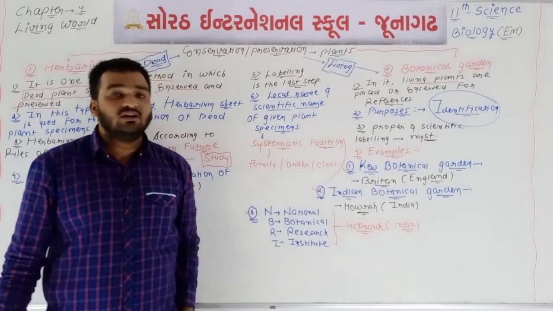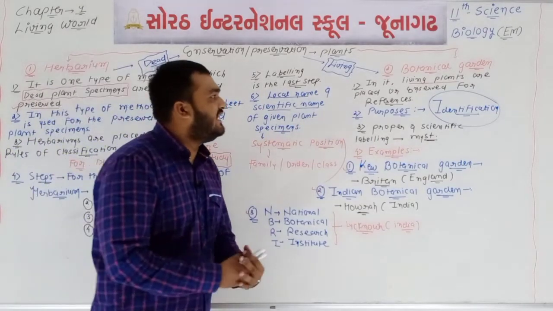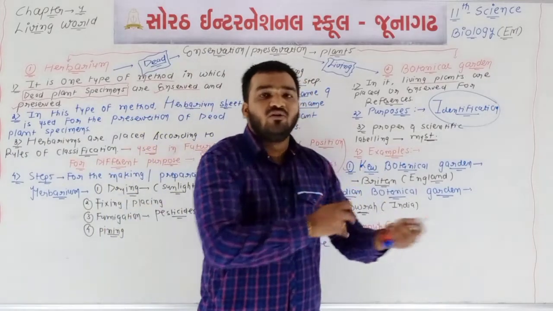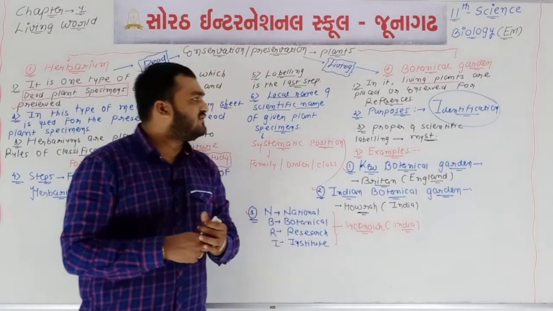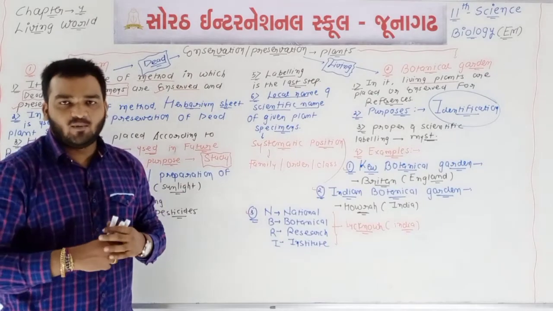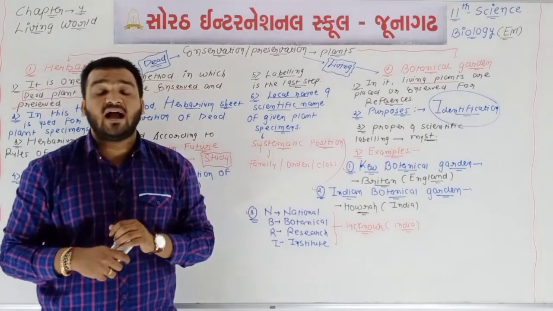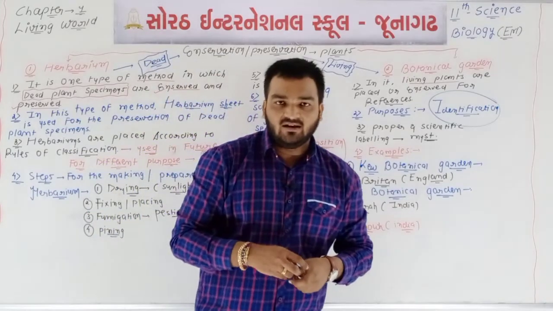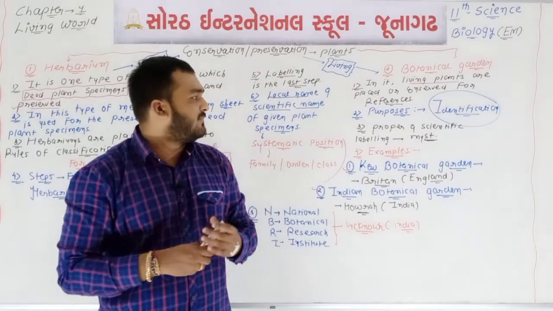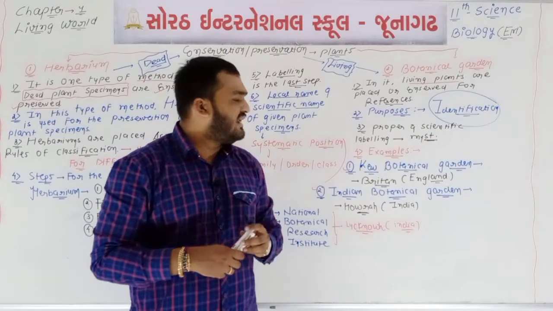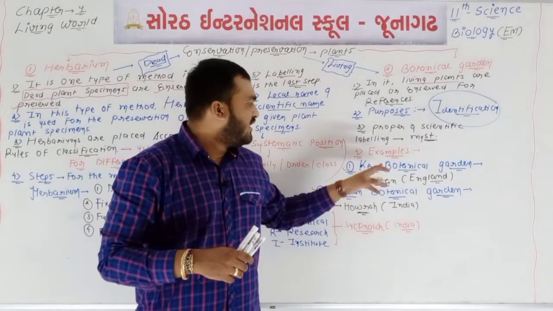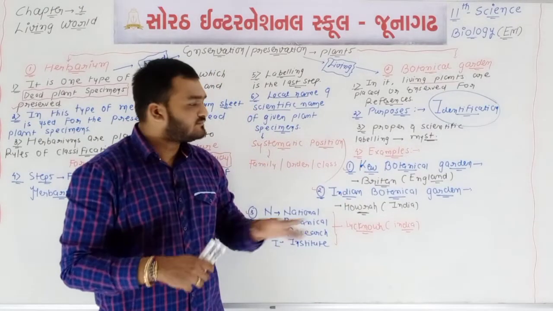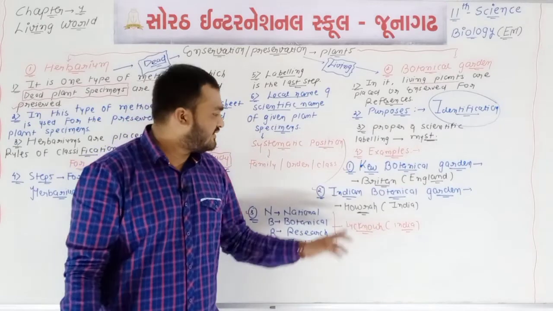If we talk about the botanical garden, then in a botanical garden, different types of living plants are placed or conserved for different types of references. The main purpose is identification. Other purposes may be study or research related purposes. The proper and scientific labeling is required. It is a must.